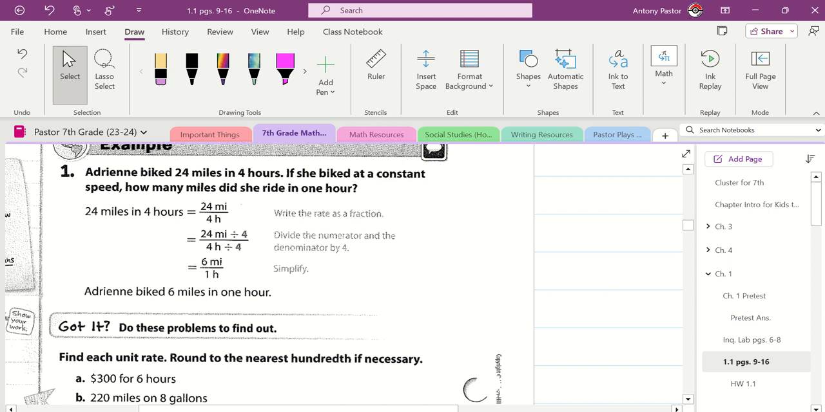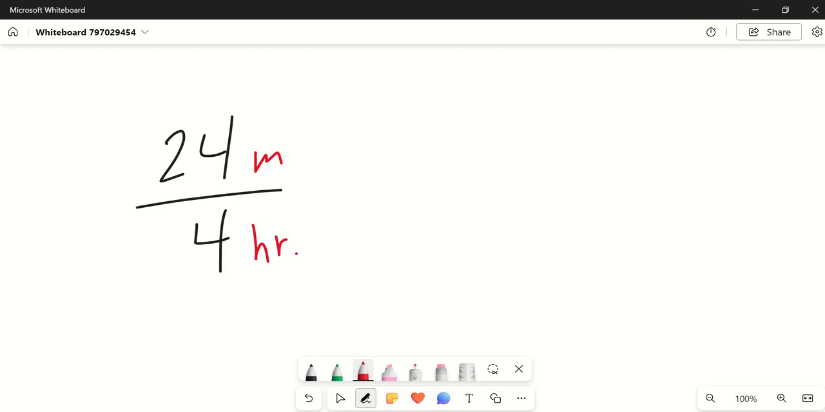So again, there's ins and outs. There's things that we may not know, but in a perfect world, let's say that she biked the same speed for the entire time. How much did she ride in 1 hour? In order to solve this, we want this hour 1 to become 1. In order to do that, we're going to divide both of these by 4.